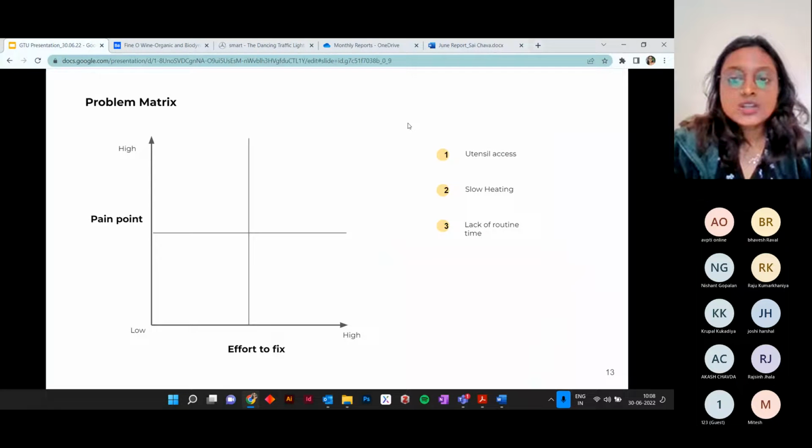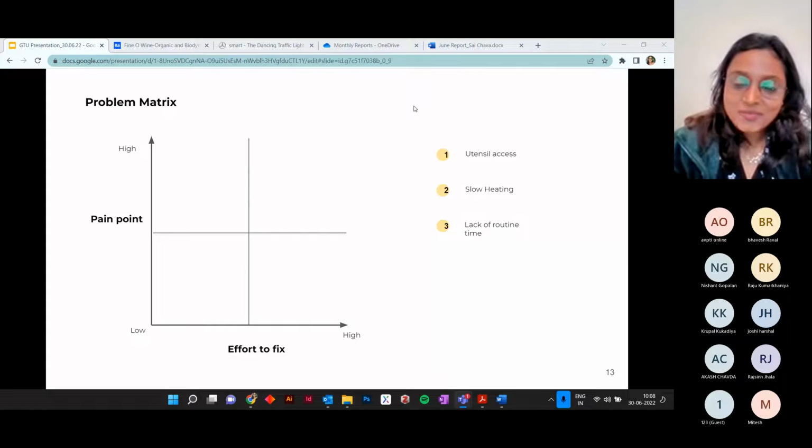Right. There is something called a problem matrix that we use. And I would like some participants at this point, to make the session a little bit interactive. I hope you're all following what's been happening till now. Let's say that one of the problems is utensil access. The second problem is slow heating. And the third problem is lack of routine time.